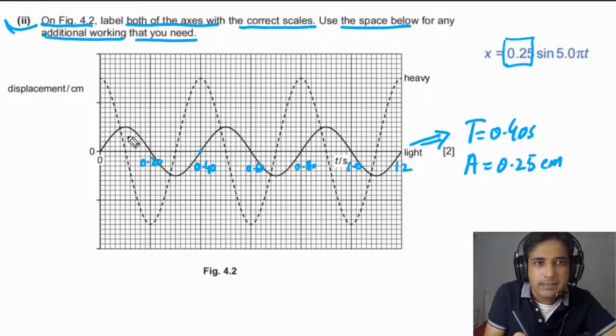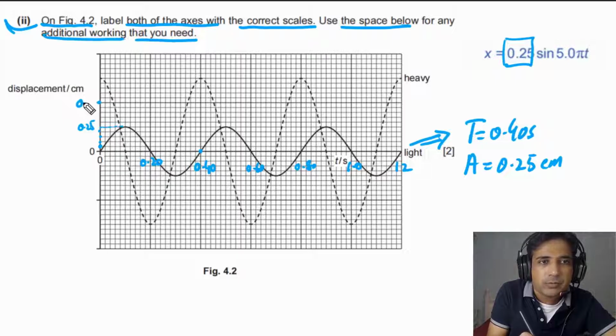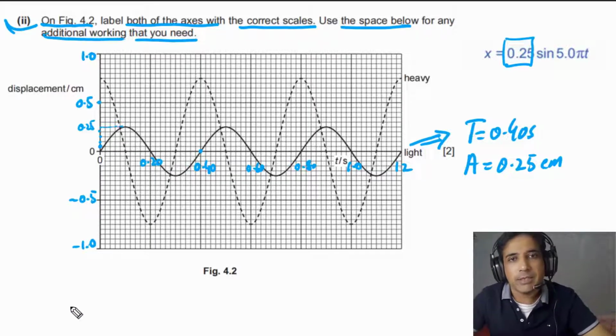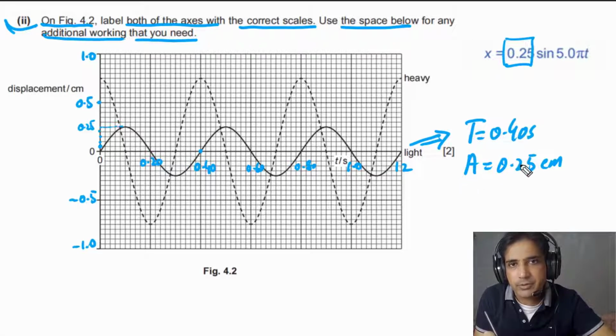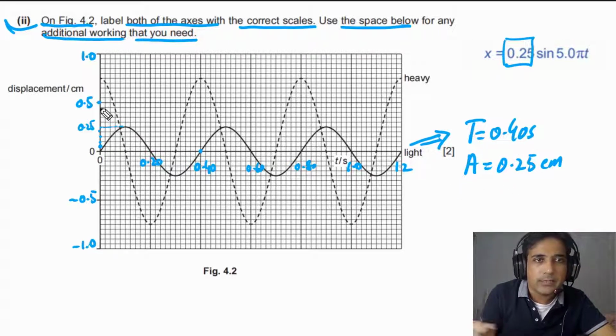And for the y-axis, the amplitude is equal to 0.25. It means here we have 0.25, and 0.25 is equal to five small boxes. So we have 1, 2, 3, 4, 5. So 5 small boxes equal 0.25 centimeters. So 10 small boxes will be equal to 0.5 centimeters. So this is 0.5, and this one will be 1.0. And here you can also label negative 0.5, and this will be negative 1.0. So this is how you can label. The main thing you need to understand is we have the time period, we have the amplitude. Then you can look at the scale and you can label this.